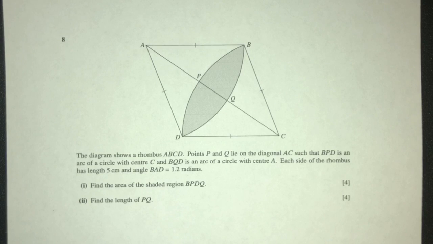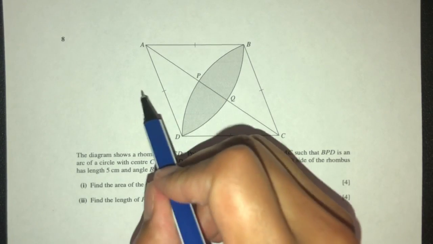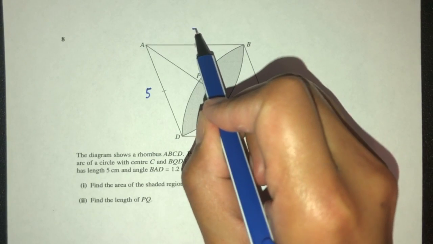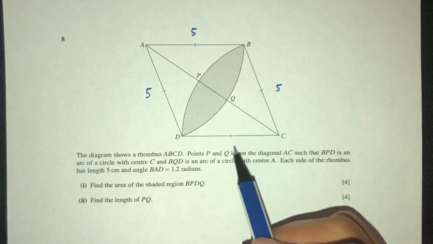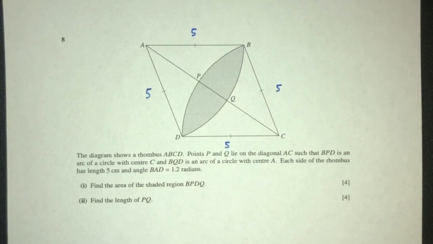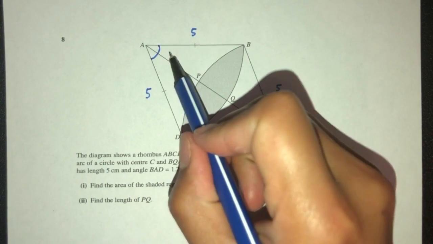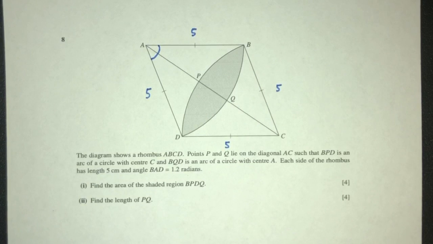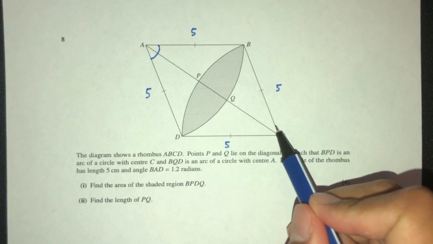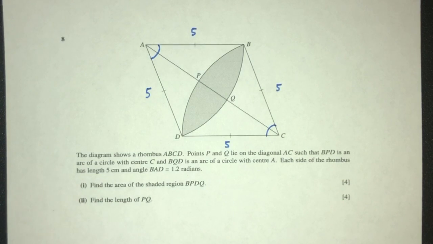Now, each side of the rhombus has length 5. This is 5, 5, 5, and 5. And angle BAD is 1.2 radians. So this angle here is 1.2 radians. Now we understand if this is 1.2, this also here will be 1.2, right? That makes sense, I hope, because it is the same.